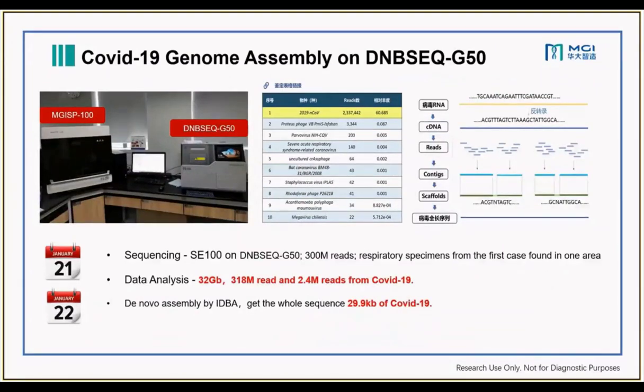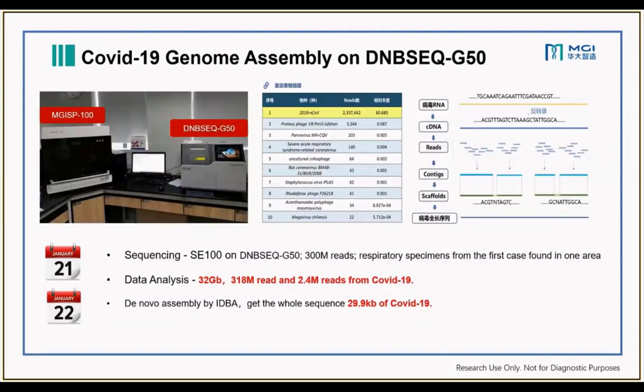Further, we also needed to put more instruments to meet the demand. So we had the DNBC G50 instrument also used around January 21st. For the de novo assembly using the DNBC G50, sequencing was done using single end 100, with about 300 million reads generated, and about 2.5 million reads from COVID-19.